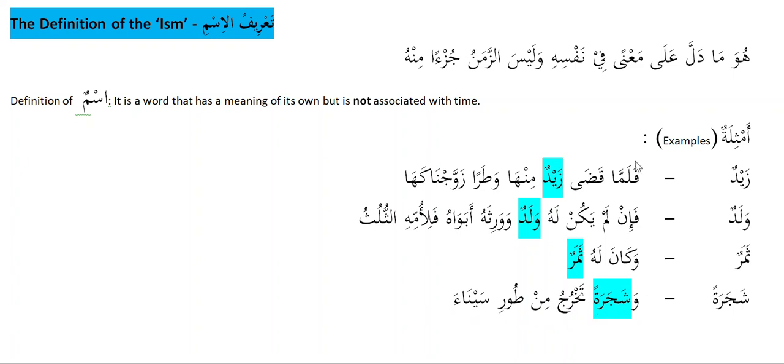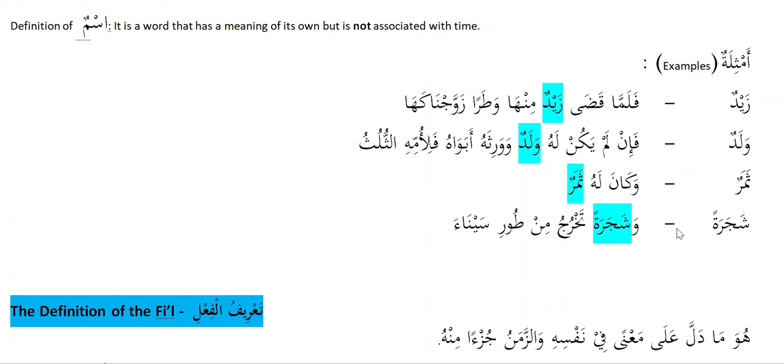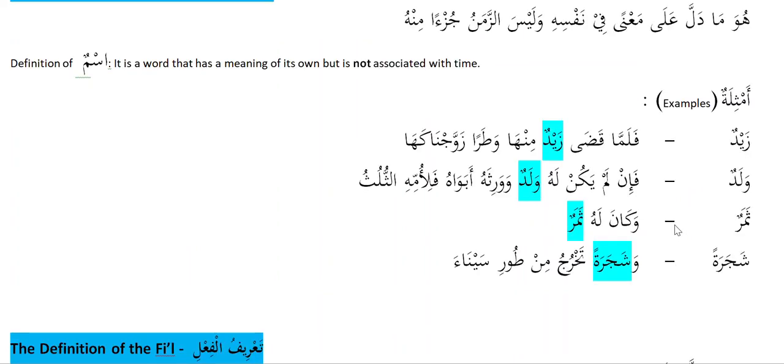Shajaratan. How do we identify the ism in these examples? It's because of the tanween. Number one, this is a name and it has the tanween dhamma. Tanween dhamma, two dhamma. Tanween dhamma, tanween fatha. Anytime you see a word with tanween, that's a clear sign that it's ism. There are more signs, but we will deal with them later.